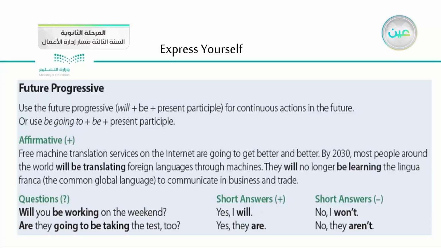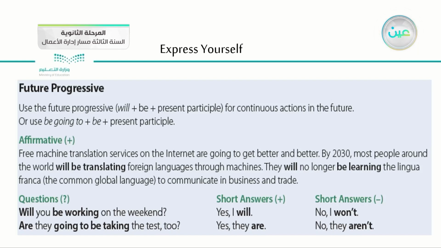If we go over the affirmative, free machine translation services on the internet are going to get better and better. By 2030, most people around the world will be translating foreign languages through machines. They will no longer be learning the lingua franca, the common global language, to communicate in business and trade. So this is the future will, which is progressive, will plus be, and then we have a verb in the ing form. And of course, here we have future going to, and of course, we have be plus the verb in the ing form.